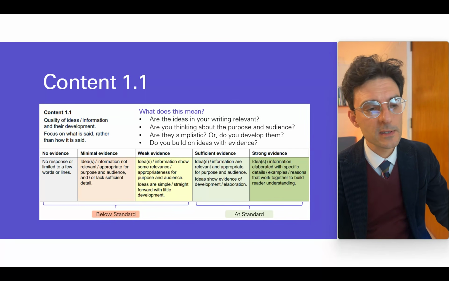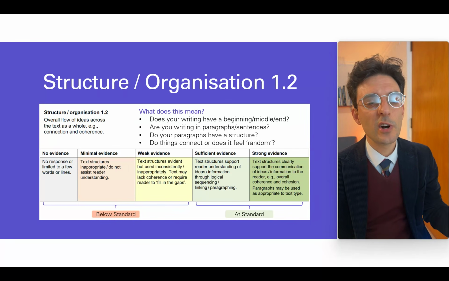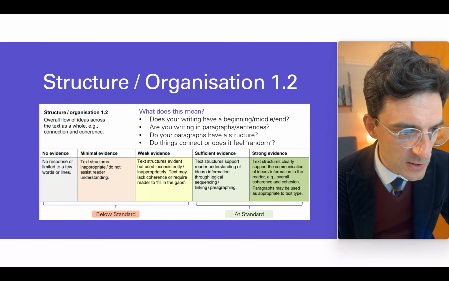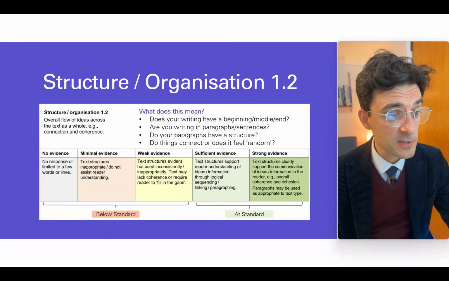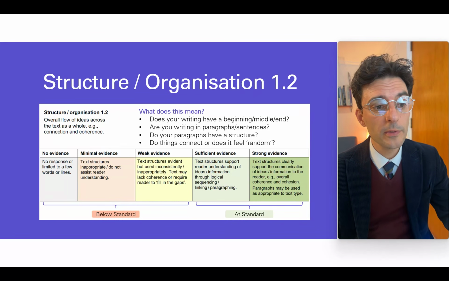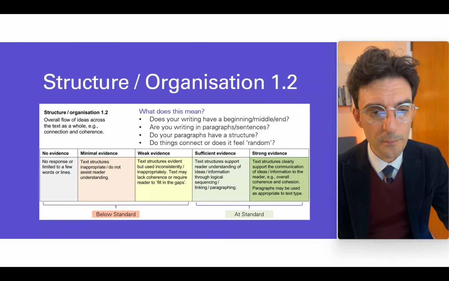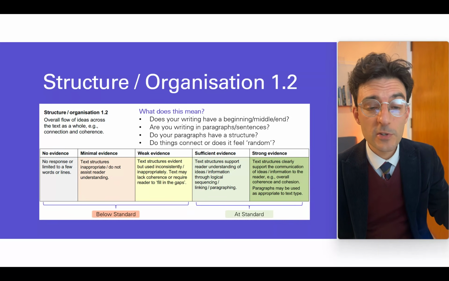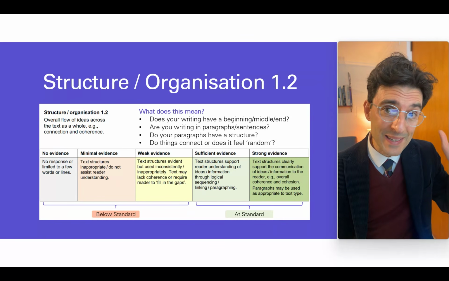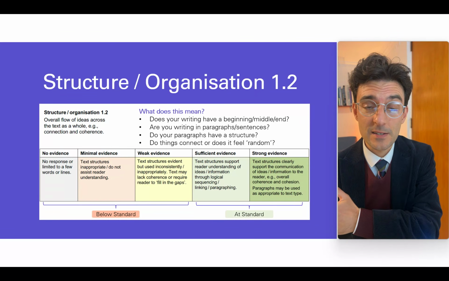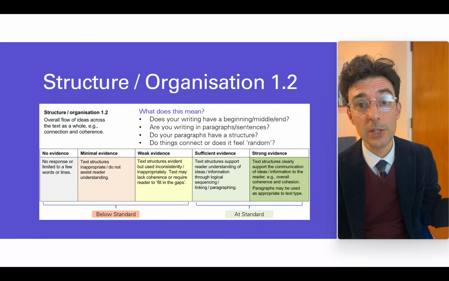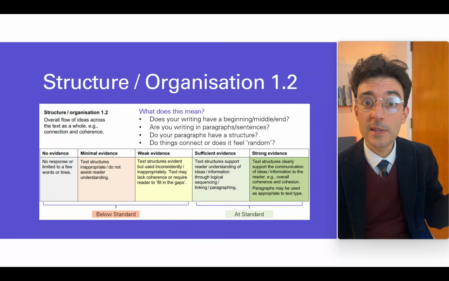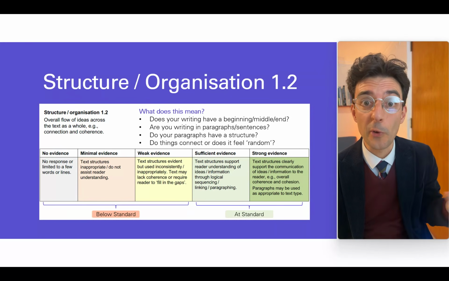So that's content. Next is structure and organization. What does this mean? According to the standard, it is the overall flow of ideas across the text as a whole, for example, the connection and coherence. What does this mean in plain language? Does your writing have structure? Does it have a clear beginning, middle, and end? All good pieces of writing usually do. Are you writing in paragraphs and sentences? Is the nuts and bolts of your writing actually well structured?